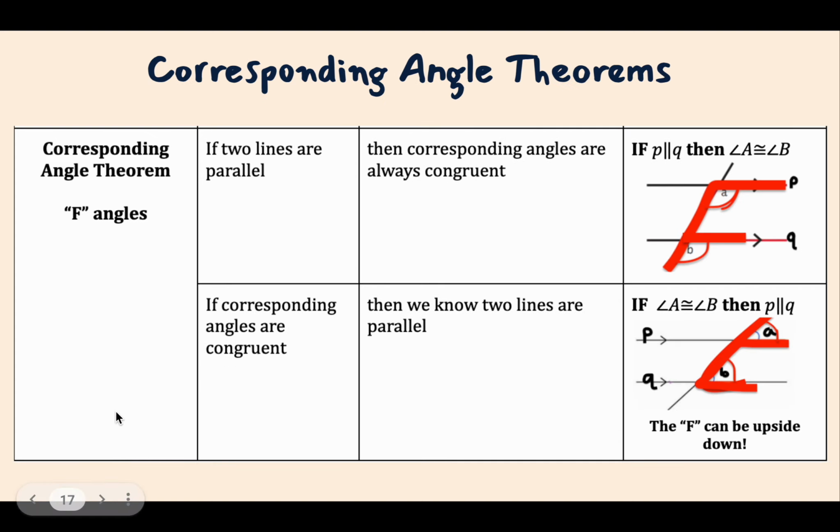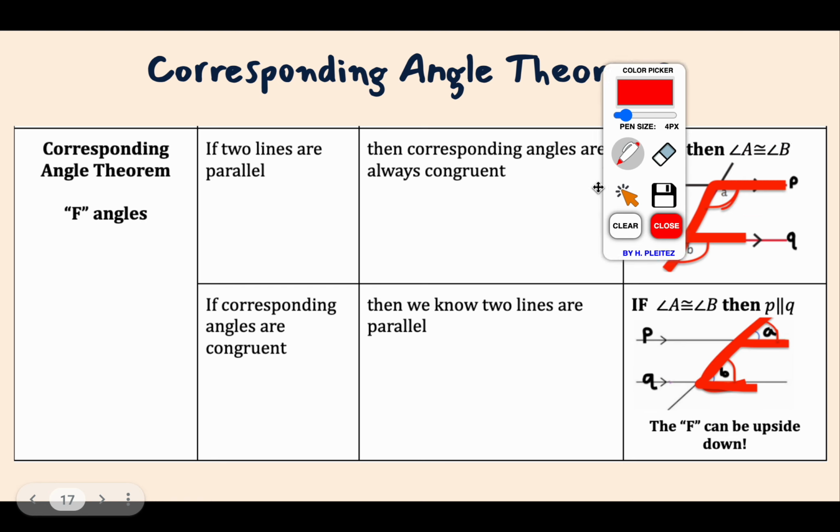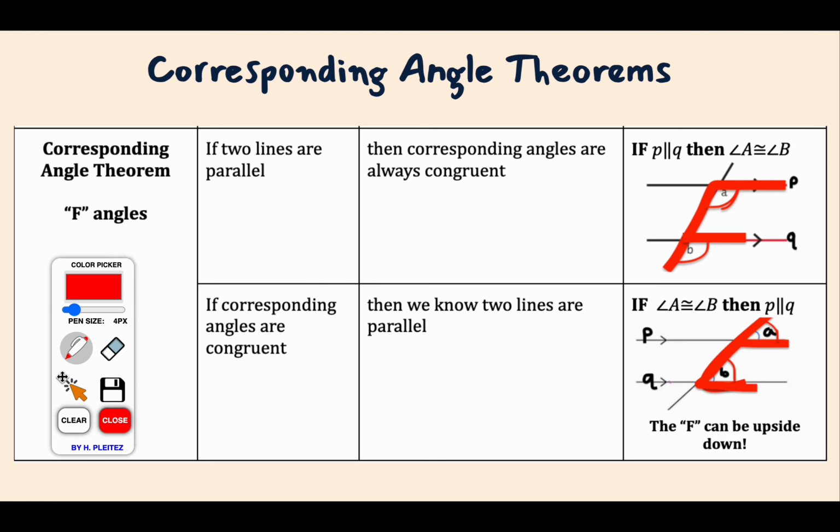Next one, we have the corresponding angle theorem. Now, these are our F angles. And again, these theorems are very similar. If we're given that the two lines are parallel, then we know that corresponding angles are always congruent. And in this picture example, if we are given that P is parallel to Q, then we're allowed to use this theorem, and we can say that these corresponding angles are congruent to one another. Now, going backwards for this theorem, it says if corresponding angles are congruent, then we know the two lines are parallel. So if we are given that A is congruent to B, then we can conclude that P is parallel to Q.